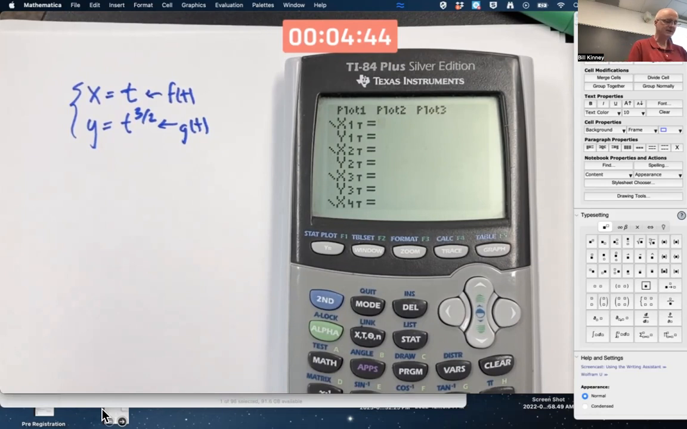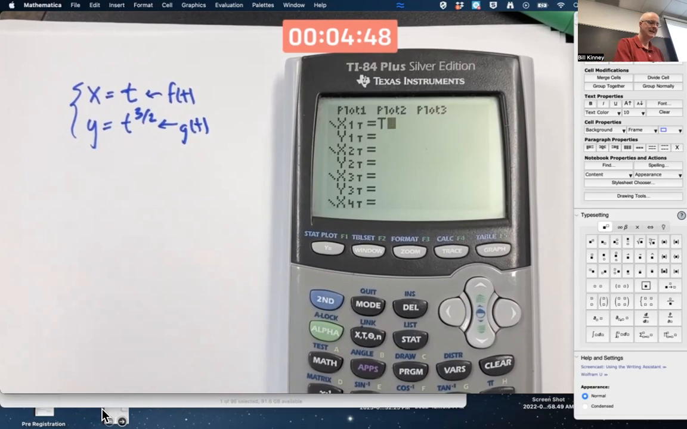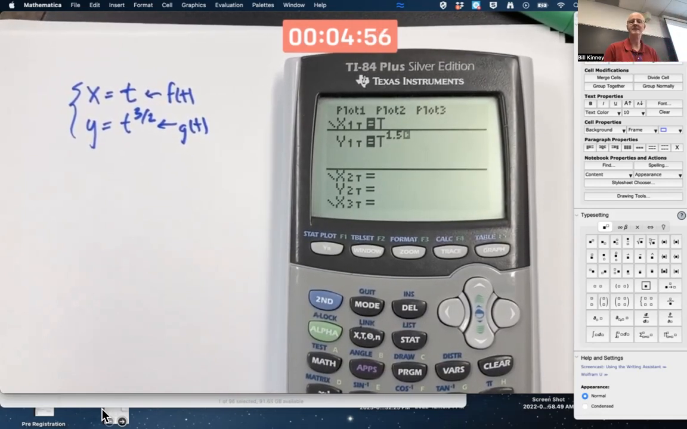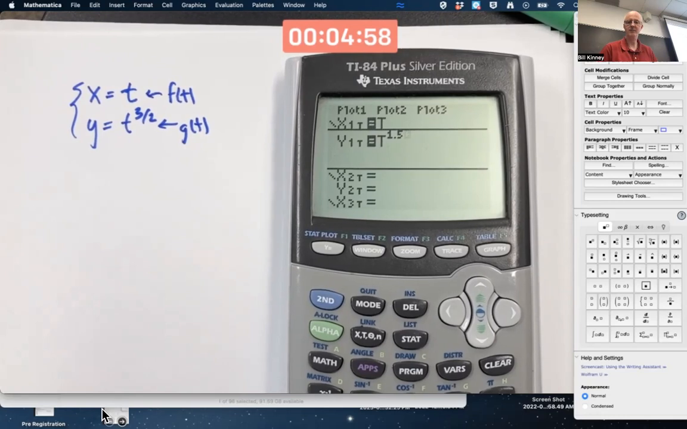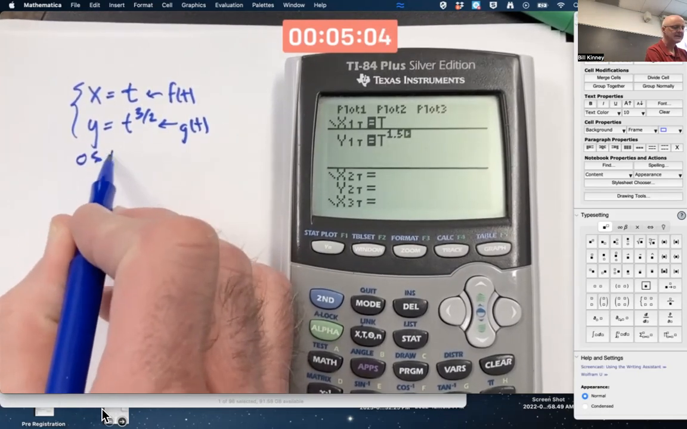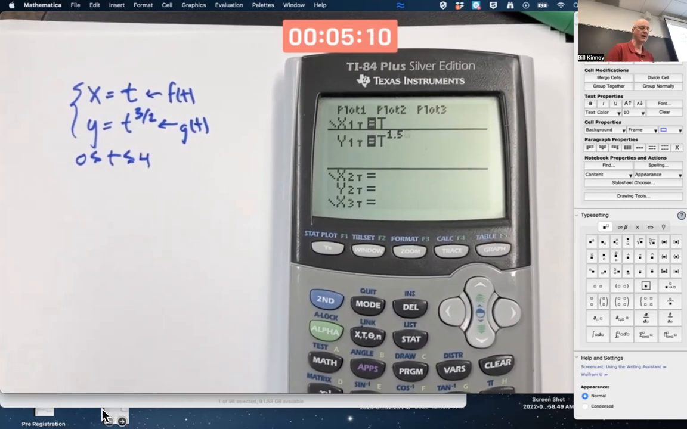And for our example, x will equal t. I press the variable button and it is a t instead of an x. And then tab down to the y. y is going to be t to the 1.5 power, or 3/2 power. And let's think about what happens with this motion as t goes between, say, 0 and 4. So 0 is less than or equal to t is less than or equal to 4. I'll go ahead and graph it.